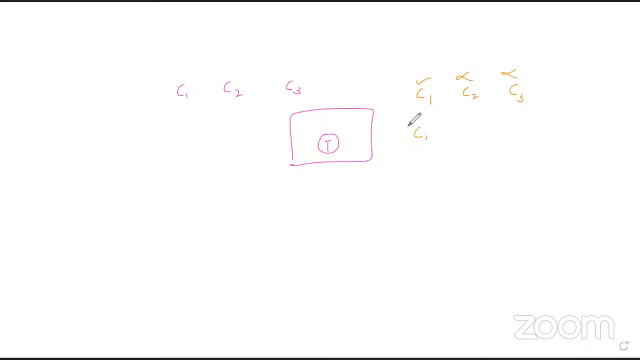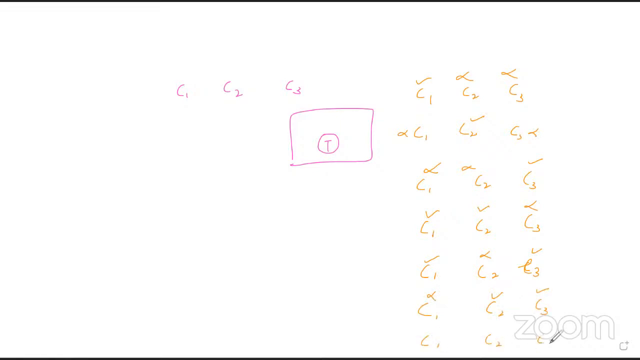Next one could be that C1 is not in the photo, C3 is not in the photo, only C2 is in the photo. Another one could be only C3 is in the photo, the rest are not. Next, it is possible that both C1 and C2 are in the photo, but C3 is not. C1 is in the photo and C3 is in the photo, but C2 is not. Then C1 is not in the photo and C2 and C3 are in the photo. The last one, all of them are not in the photo.